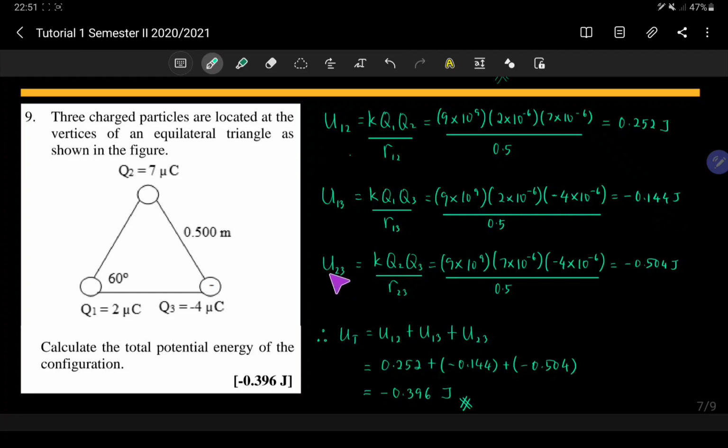Alright, and then U23 equals k, Q2, Q3, substitute all the values. Also r23, still the same, 0.5. And again, Q3 is also negative here, so you will get U23 also in negative values. So U total equals U12 plus U13 plus U23, giving you negative 0.96 joule. So the energy now is negative.